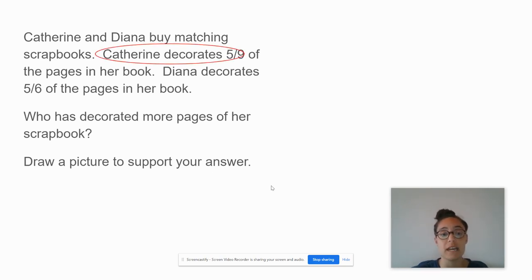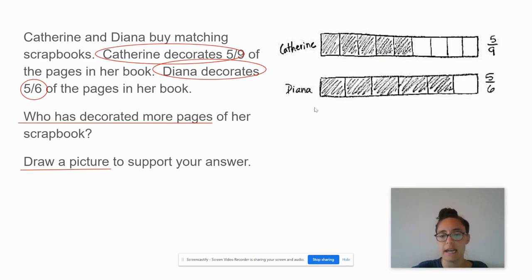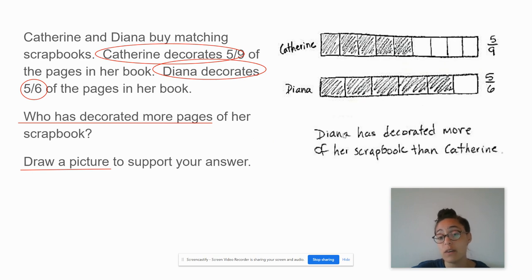All right, so we know that Catherine decorates 5/9 of her book, and Diana decorates 5/6 of her book. So I need to figure out who has decorated more pages, and I need to draw a picture. So let's do that. I know that my first one up is Catherine, which she decorates 5/9 of it. So I just draw a box like this with 5 shaded in out of 9. And Diana has 5/6 of her book. Now, I need to find out who decorates more pages. And we know that just by looking at the picture, Diana has decorated more of her scrapbook than Catherine.